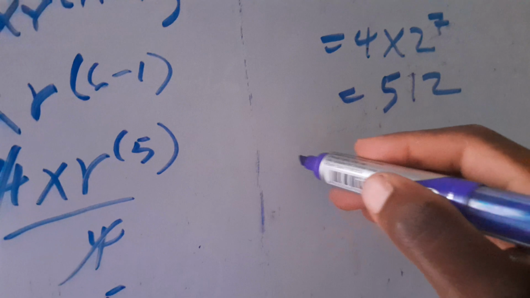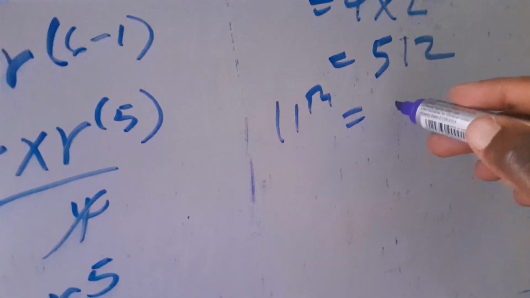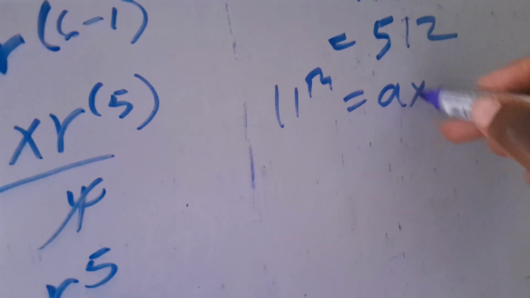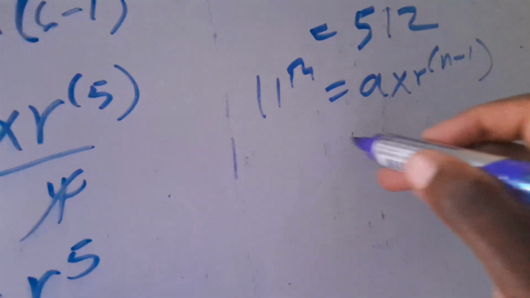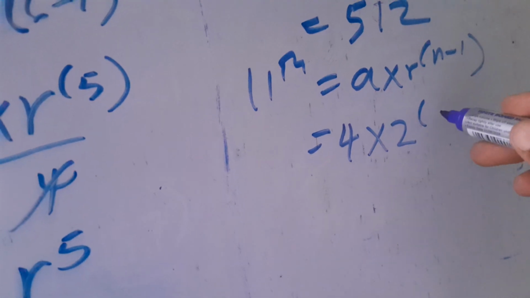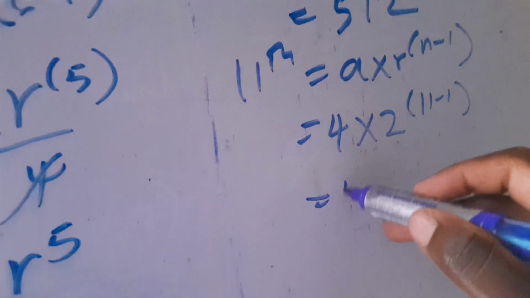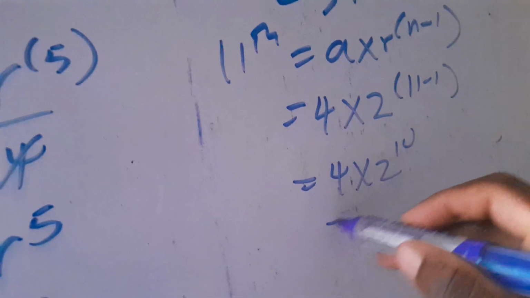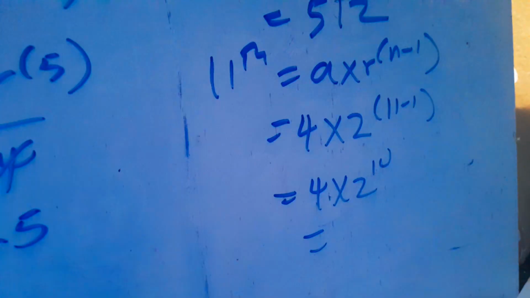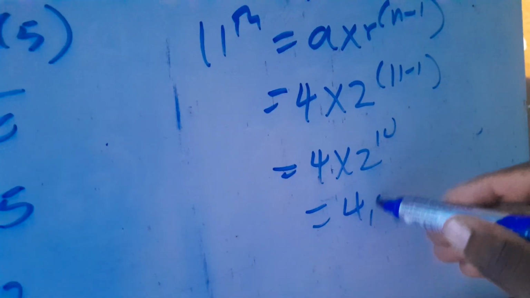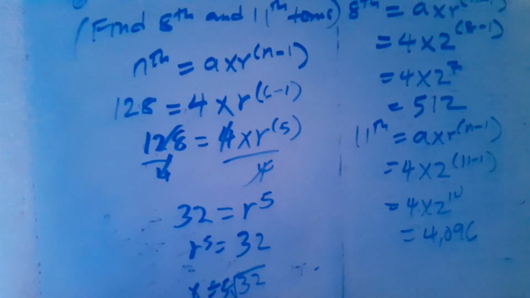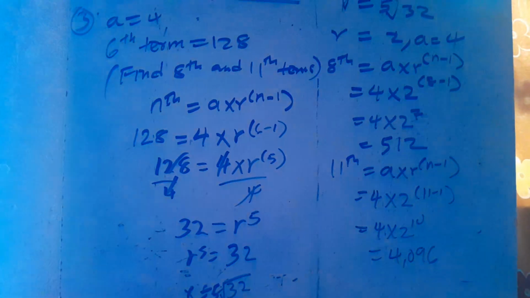And then we also want to find the 11th term. That is, the 11th term is a times r raised to power n minus 1. We will have our a is 4 times r is 2 raised to power n, n is 11 minus 1. We will have 4 times 2 raised to power 10. You will find the value of the 11th term to be 4096. This is the value of our 11th term in our problem.